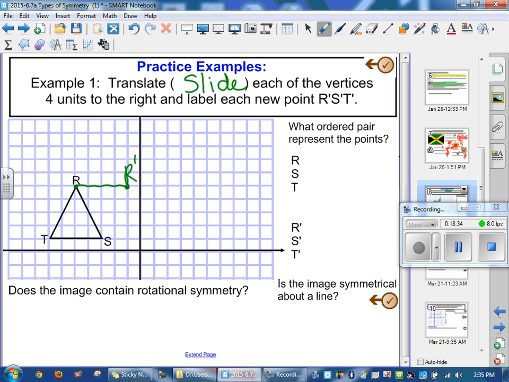There's R prime. I take the T, I count 4 over, darn it, guess who he's sitting on top of? He's sitting on top of S, he's partying with S, oh boy. Now I'm going to move S forward to the right. S ends up over here, S prime, there's T prime. And I join my points.